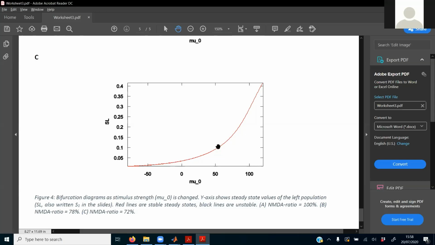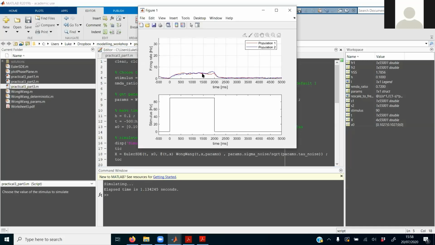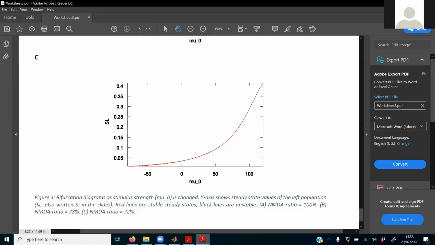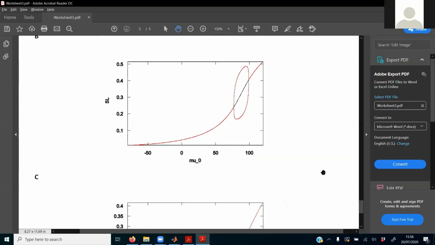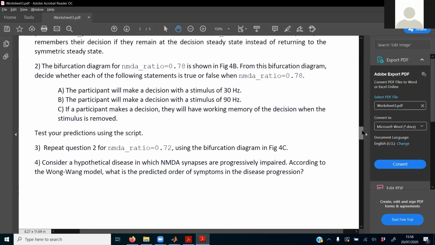Which means that C doesn't make sense, because how can they have working memory of a decision without that? And again, if we like, we can validate this. If I go for 0.72 and stimulus 90, no decision is made. The two populations have very similar values. So that covers that part. Now just the final section.